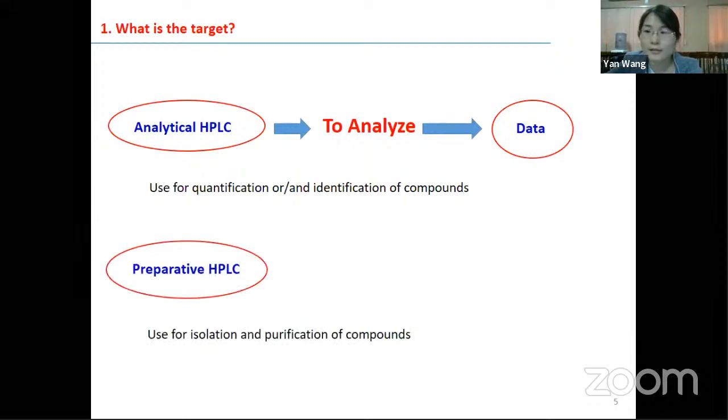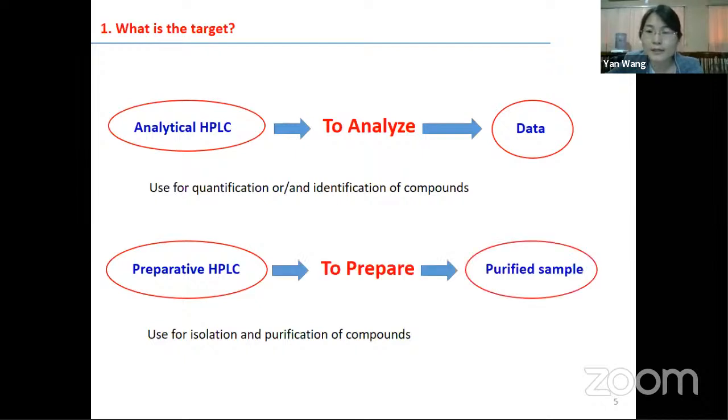For preparative HPLC, this is completely different. The story running behind the machine is very similar, but our target is very different. We use this machine to purify the compound. We want to prepare the sample, and finally, we want to get the pure compound. This is our target. So finally, we get the sample. This is a very big difference between these two. For analytical HPLC, we get the data, we get the information, we analyze the result, right?